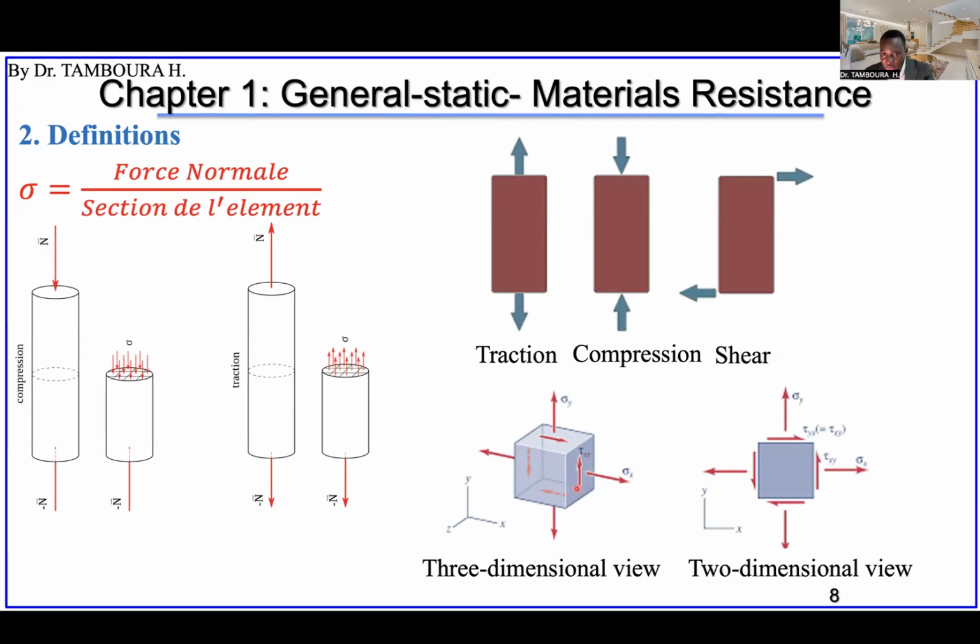See this face, for example. This sigma means normal force. The force is normal stress because the force is perpendicular, normal to the section, to the face. However, this one, tau, this force is tangent or parallel to the section. So we are going to talk about shearing force, shearing stress.